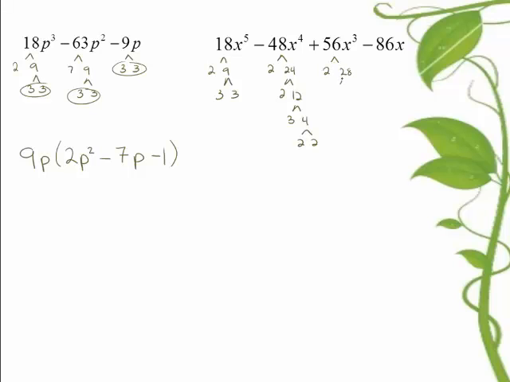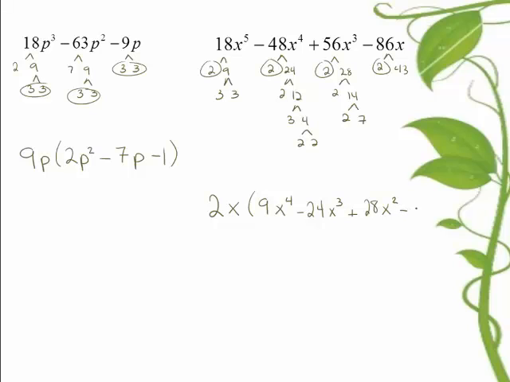56. 86. The only thing that all four terms have in common is a 2, so I can pull out a 2. I have 5, 4, 3, and 1x, so I can only pull out 1x. 18 divided by 2 is 9. I took 1x away. 48 divided by 2 is 24. I took 1x away. 56 divided by 2 is 28. I took 1x away. And 86 divided by 2 is 43, and there are no x's left.